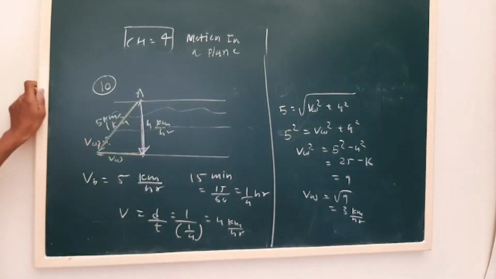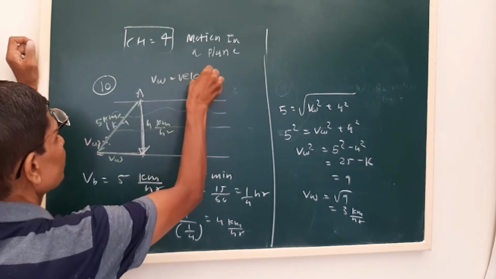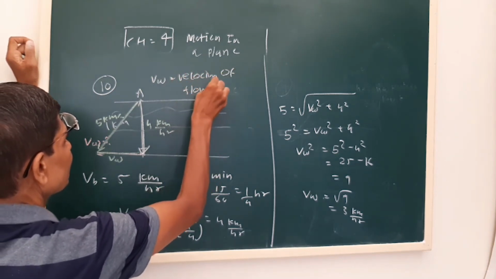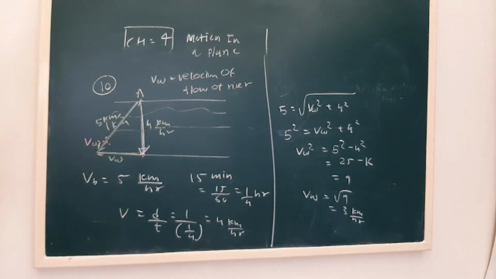So Vw, the velocity of flow of river, is 3 km per hour. Okay, now see the next question.